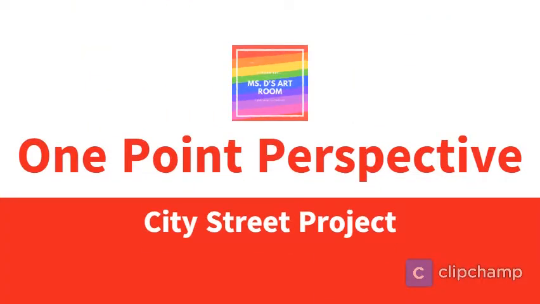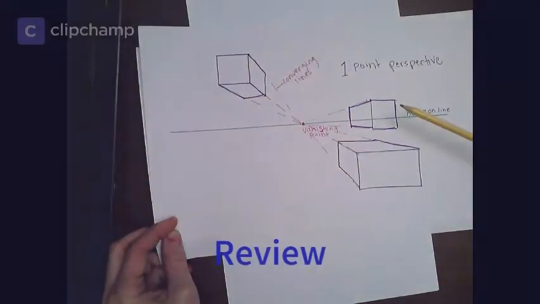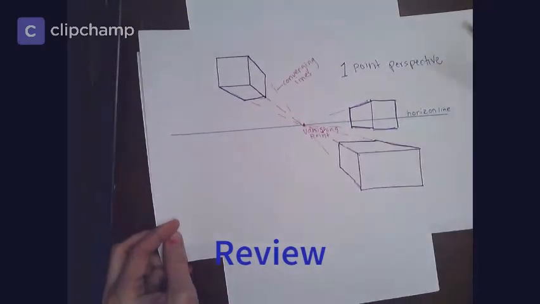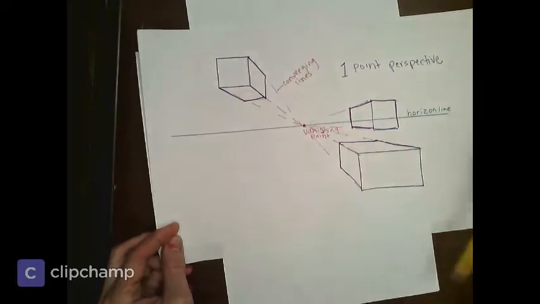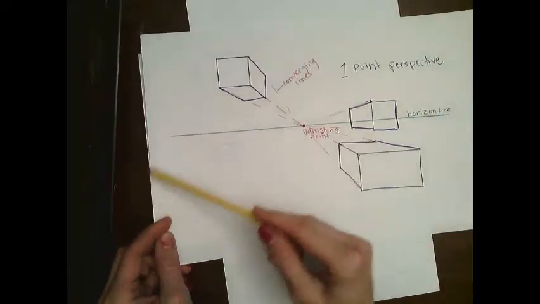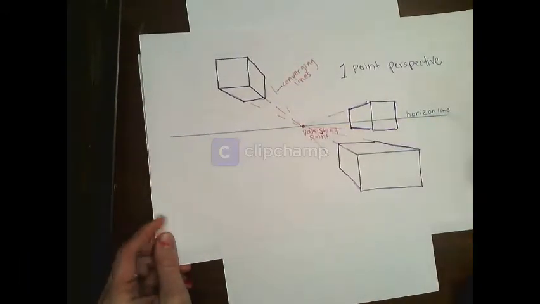Alright, our last video was about drawing in one-point perspective. We did different boxes from different viewing points. You may have done some extras on top of these from different angles to see how the boxes change depending on their position to the horizon line and the vanishing point.